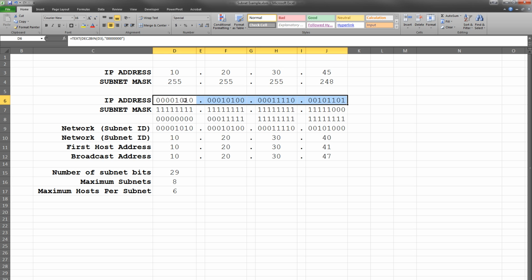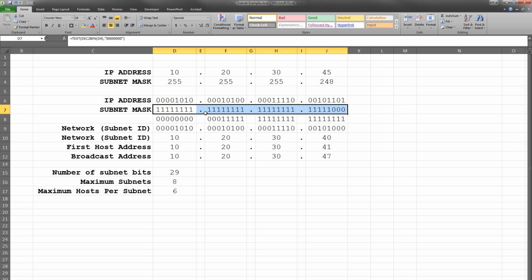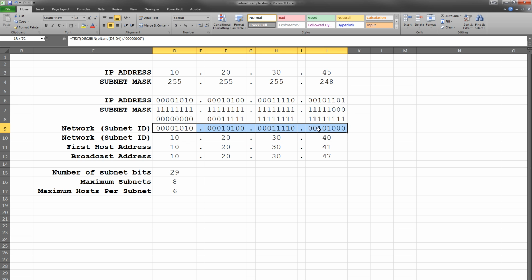We can just do the calculations and do that. We translate this subnet mask into binary, and it looks like this. Then we do our bitwise AND, and we end up with the network address. We can convert that into decimal, and here's our network address for this subnet: 10.20.30.40. Our first host becomes 1 higher than that, 10.20.30.41, and our broadcast address is the highest address in this range.